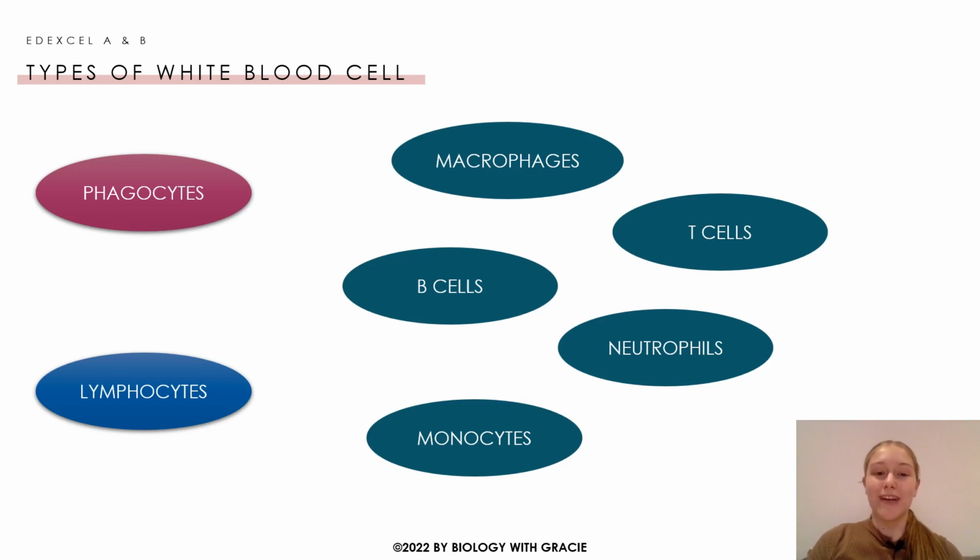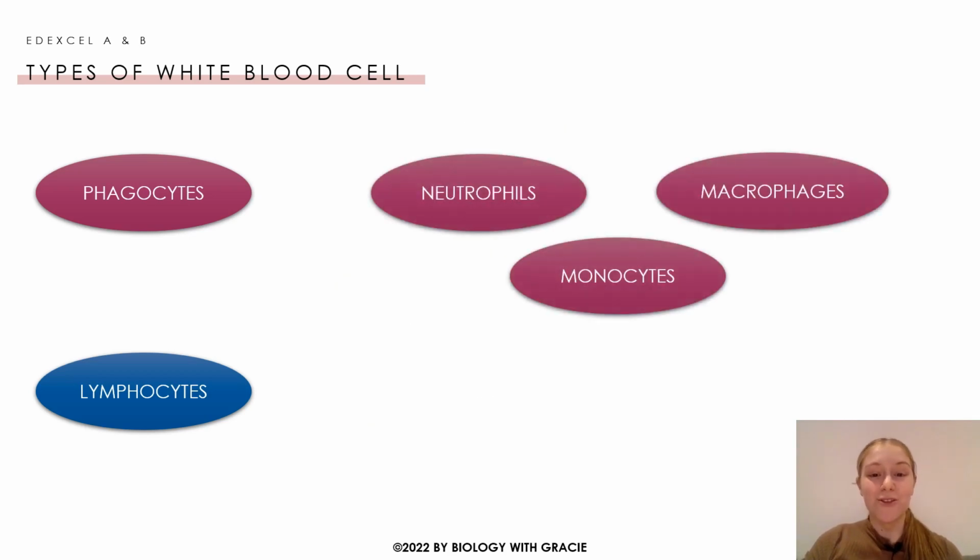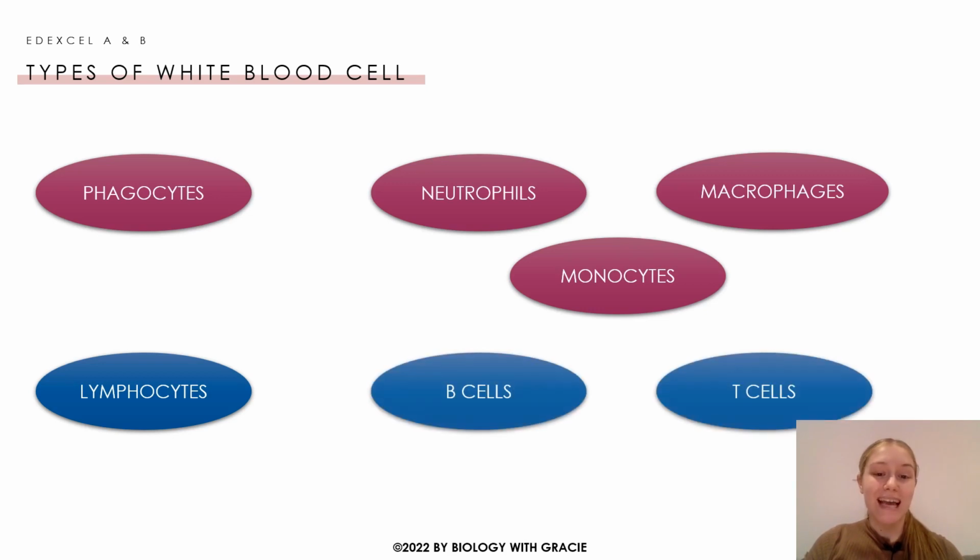So pause the video now and see if you can work out which of these white blood cells in green are phagocytes, and which are lymphocytes. These are the correct answers. So we've got neutrophils, monocytes and macrophages. They go with phagocytes, and B cells and T cells are lymphocytes. So well done if you got that correct. If not, don't worry, now you know.